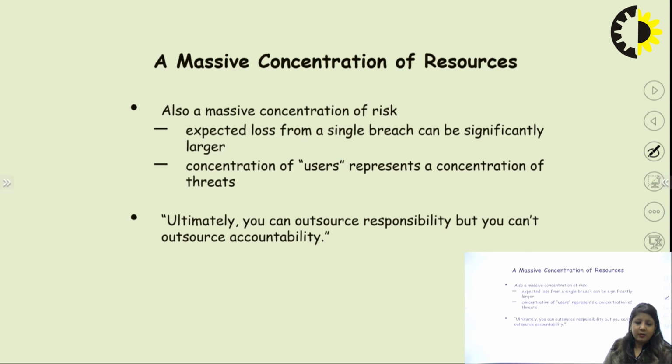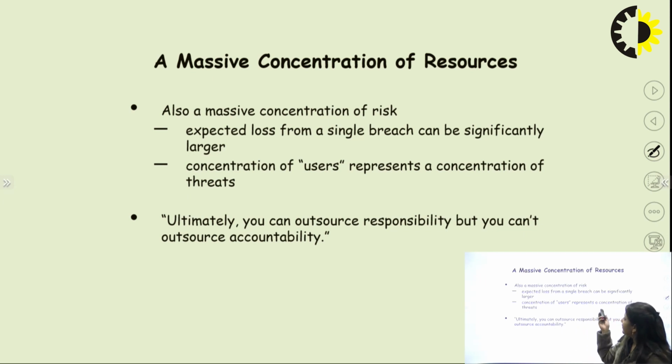So this is all about the cloud brief introduction, and next is massive concentration of resources. What is this? It is also a massive concentration of risk, the expected loss from a single breach. As we know, our data is on the network, and the user doesn't know the location of the data, where the data is located. So there will be certain risks. Firstly we have to understand the risks, and the next step is how to mitigate those risks.